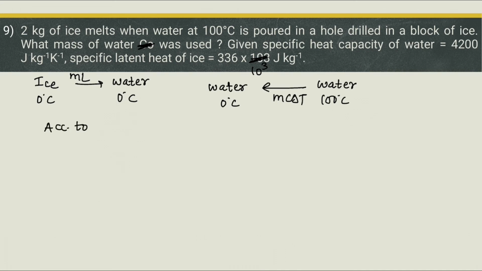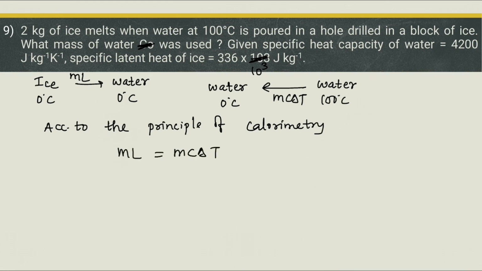According to the principle of calorimetry. See here in the question it is given that how much mass of water is used to just melt the ice. So from there we can conclude that the final temperature of the mixture is 0 degrees Celsius. Ice just melts. Nothing happens to that converted water further. So mL is equal to mc delta T.